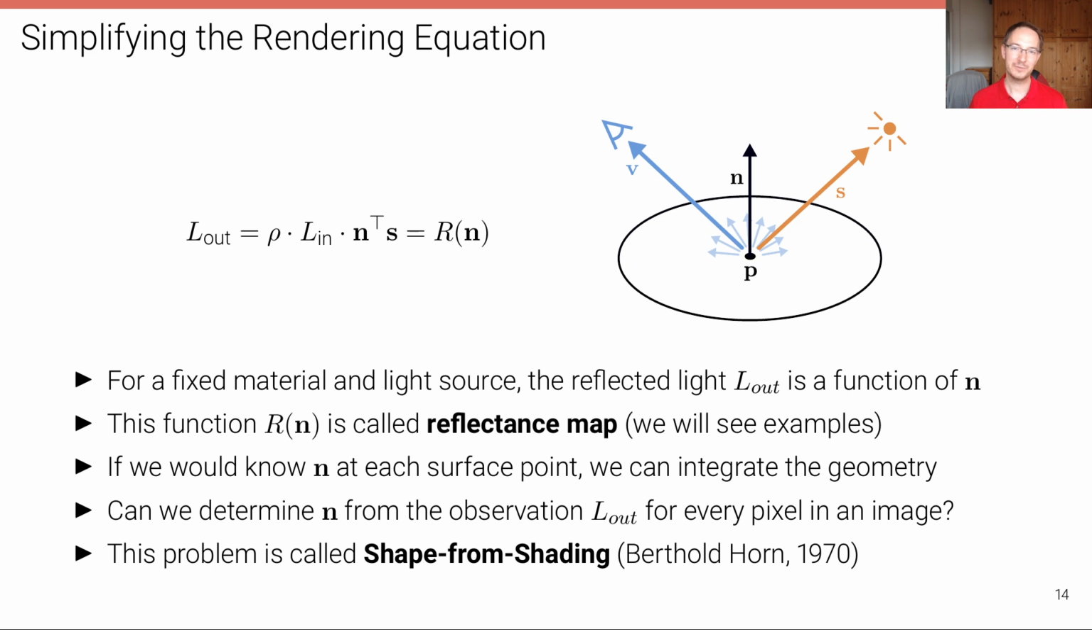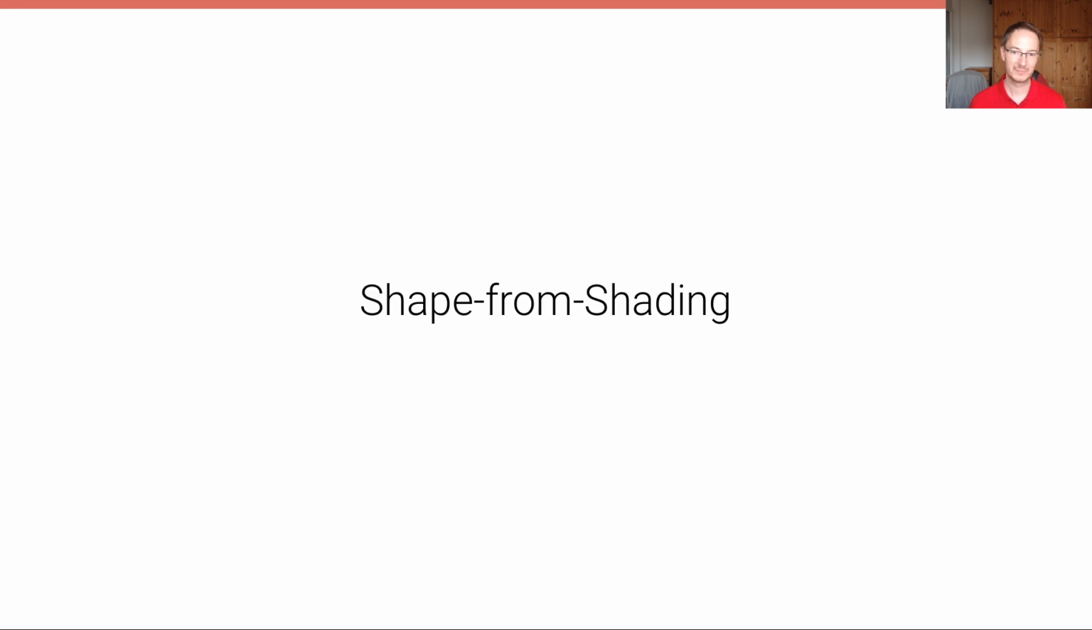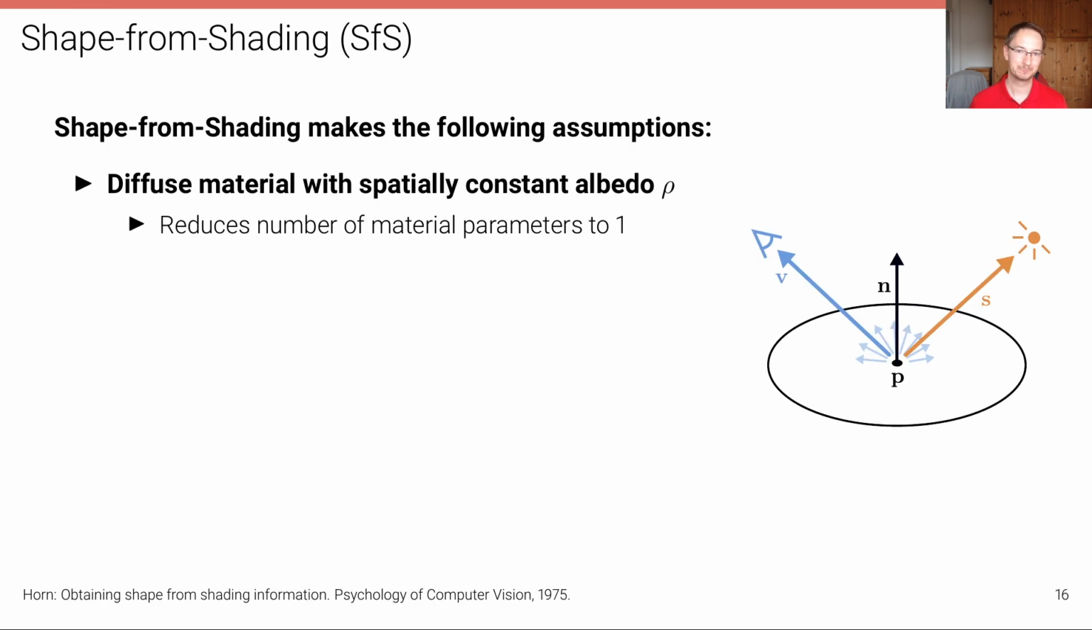Now, how can we determine N from the observation L out? That's the question. Can we do this for every pixel in the image? This problem is called the shape-from-shading problem, and it was introduced to the community by Berthold Horn in the 1970s. So let's move on to the shape-from-shading technique.